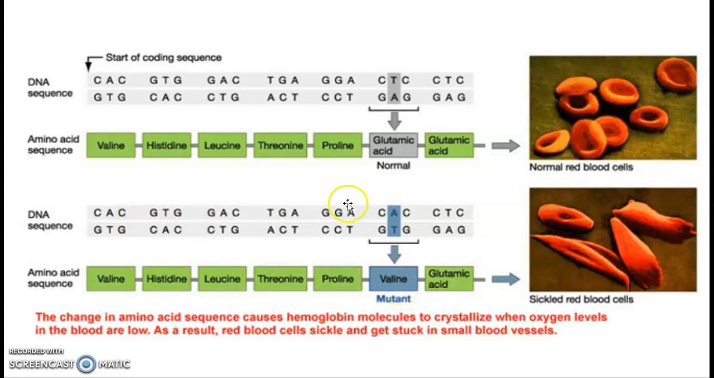Okay, so a change in that DNA sequence causes a change in that mRNA sequence, which causes a change in that amino acid sequence. And that single base pair change then changes the structure of the protein, and in this case, hemoglobin. So we go from the disc-shaped normal red blood cells to these sickle-shaped red blood cells, okay? And then all of the phenotype that follows.